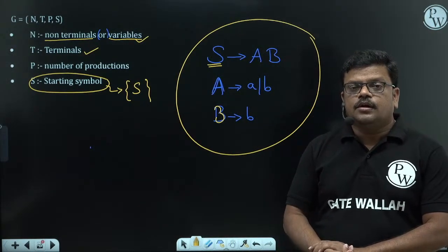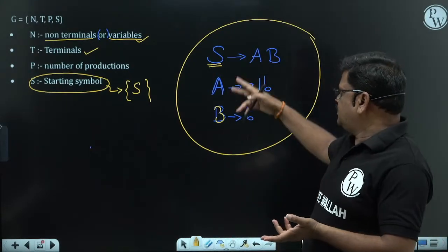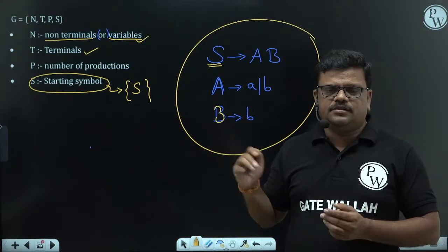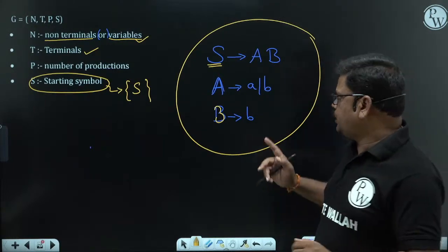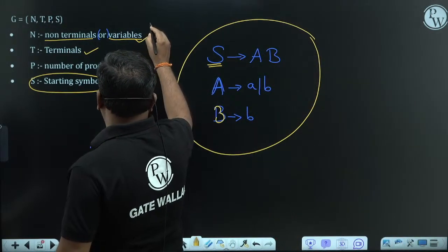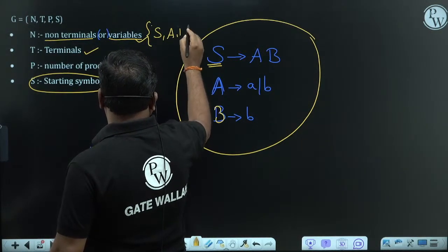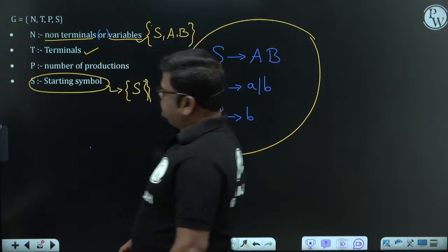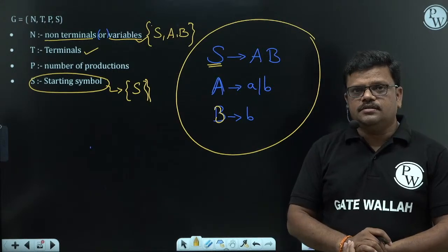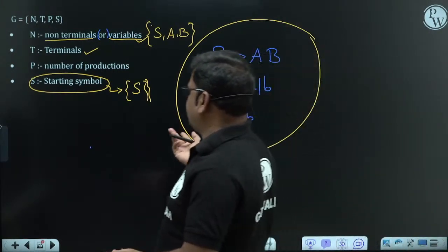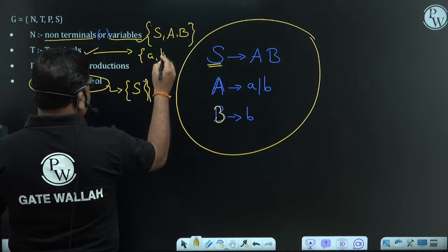Then let us see non-terminals. In general, grammars are written with the help of alphabets, small and capital letters. In general, all the capital letters are non-terminals or variables. So here, the non-terminals or variables will be these. Then terminals: in general, the small letters present here come under terminals. So the general notation of this will be this one.